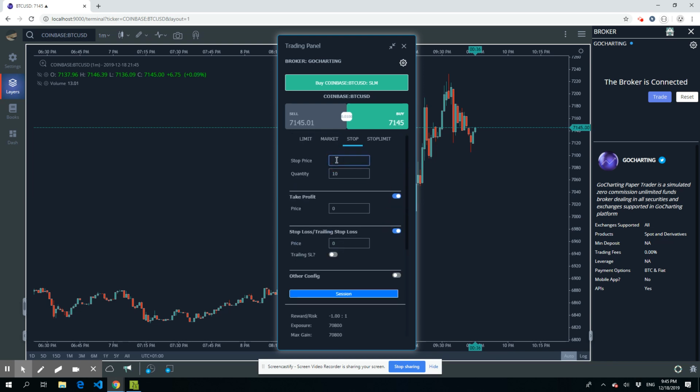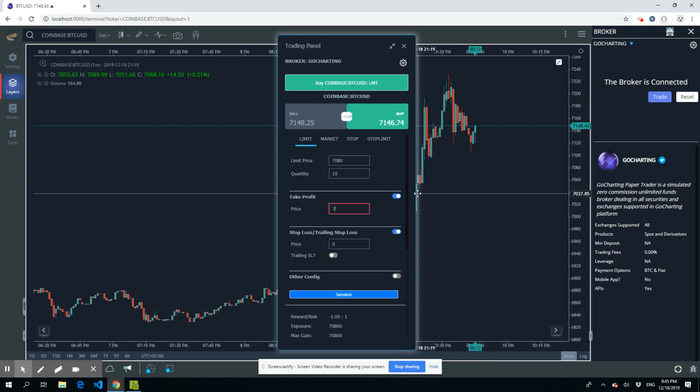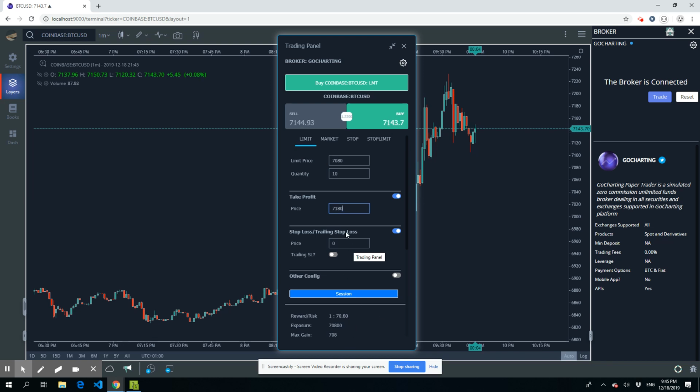So for example, let me try and see if I can punch in a limit order, right? So I put a limit order of 7080, somewhere in here. Basically when the prices come down, this is where I want to buy, and probably I want to sell somewhere in here and make a nice profit. So I'm going to try and take a profit somewhere around 7180, right? So the risk reward says it's a 1:7 ratio of risk, reward, and risk.